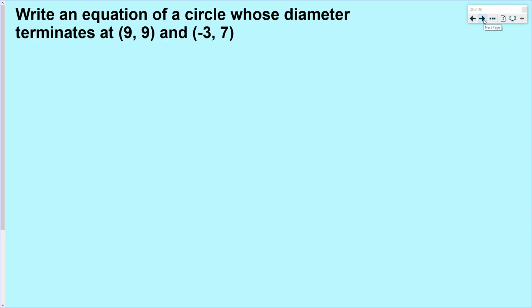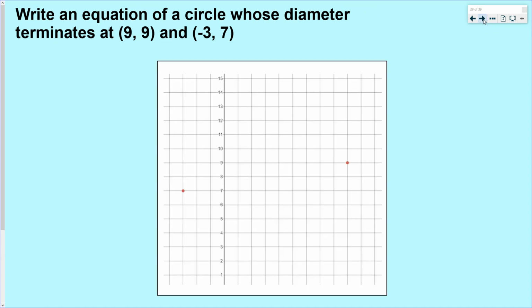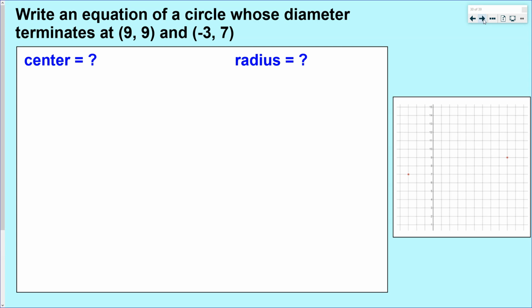So this question asks us to write the equation of a circle, but they give us just basically a segment, a diameter. So we got these 2 points. The circle goes exactly between them. You'll notice that they weren't nice enough to give it on a perfectly horizontal or vertical plane. So we're going to have to do this the hard way. We got to figure out the center, and we got to figure out the radius.